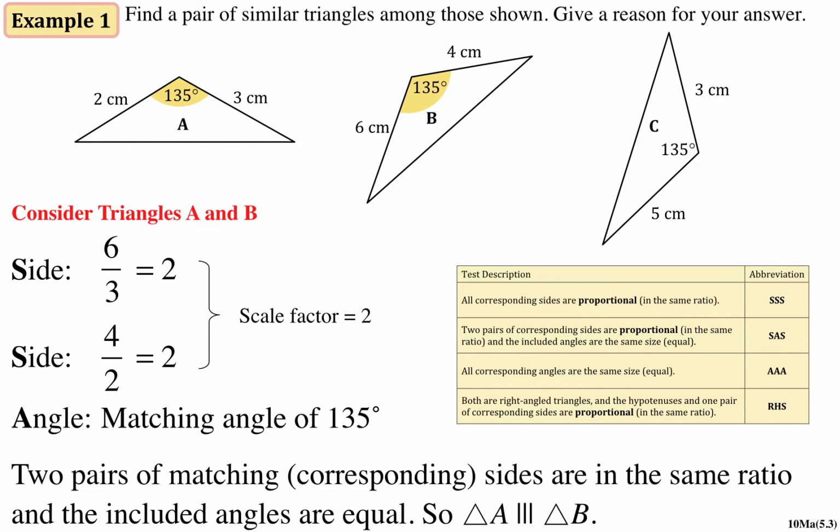So that was lucky that A and B were the ones that matched up. If I tried matching up A and C or B and C, the ratio, the scale factor, wouldn't be the same for both of them when I divided them. So luckily, I picked the correct pair of triangles to match up first up.